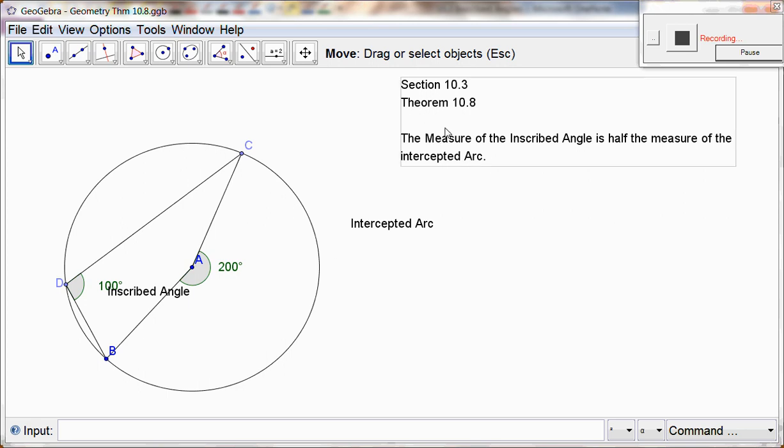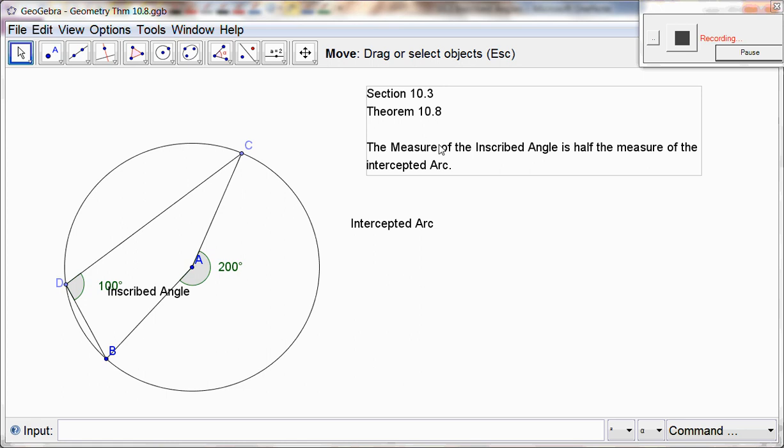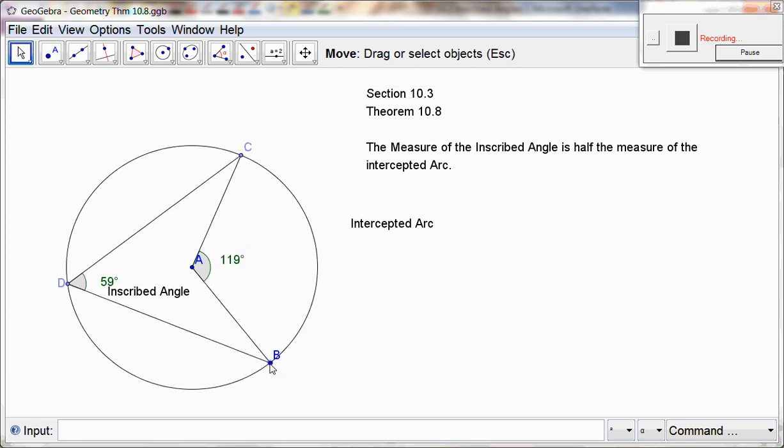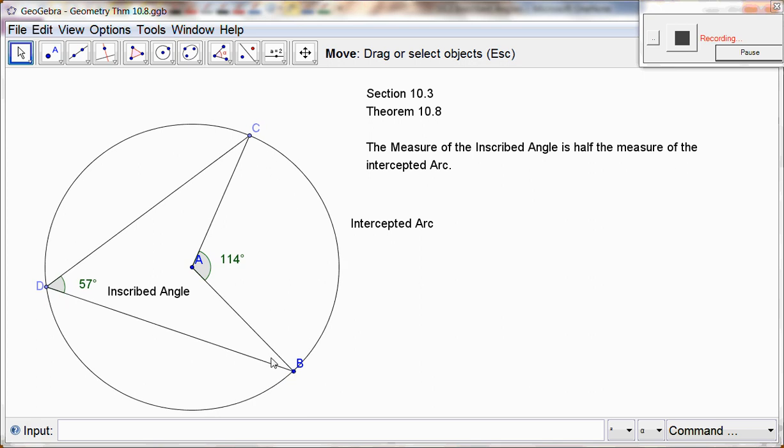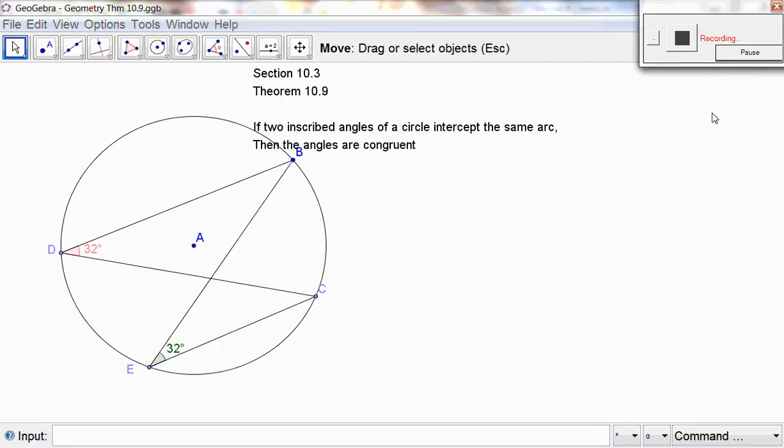So the theorem says this. It's up here in the little box for you. It says the measure of the inscribed angle is half that of the intercepted arc, and we can see that going down right here. This angle, 57 degrees, is half of 114. From C to B is the intercepted arc. Okay, here we go. Theorem 10.9.